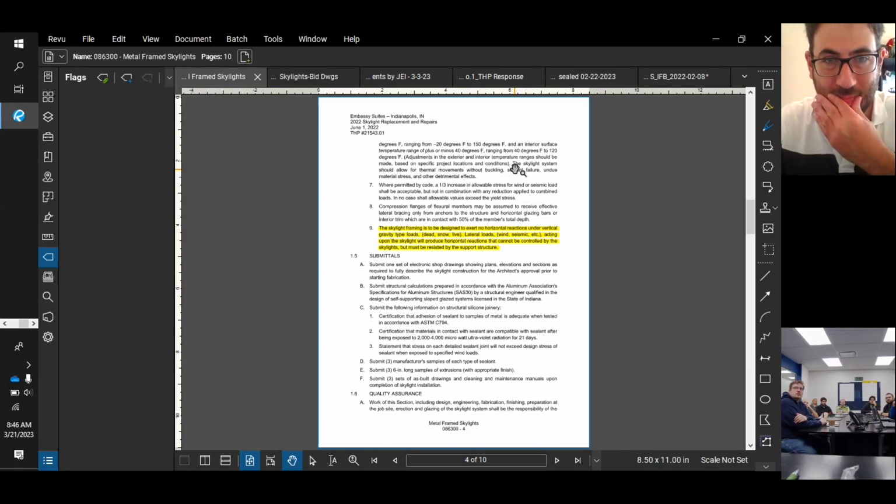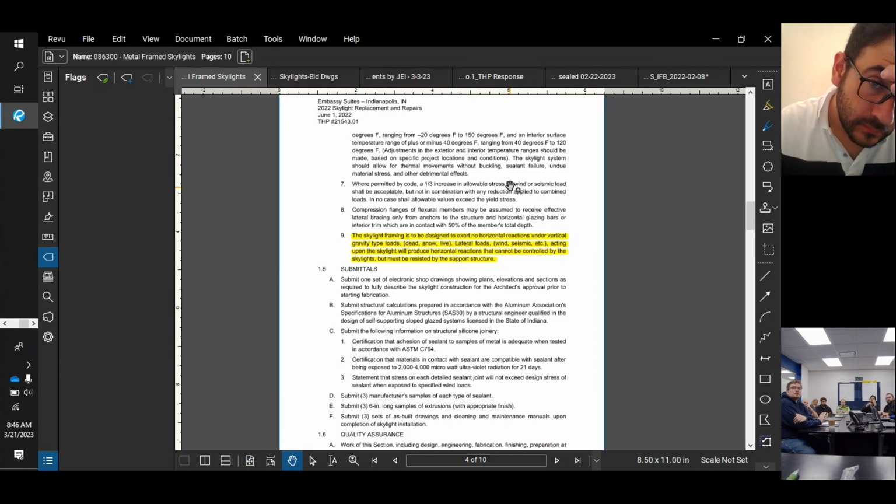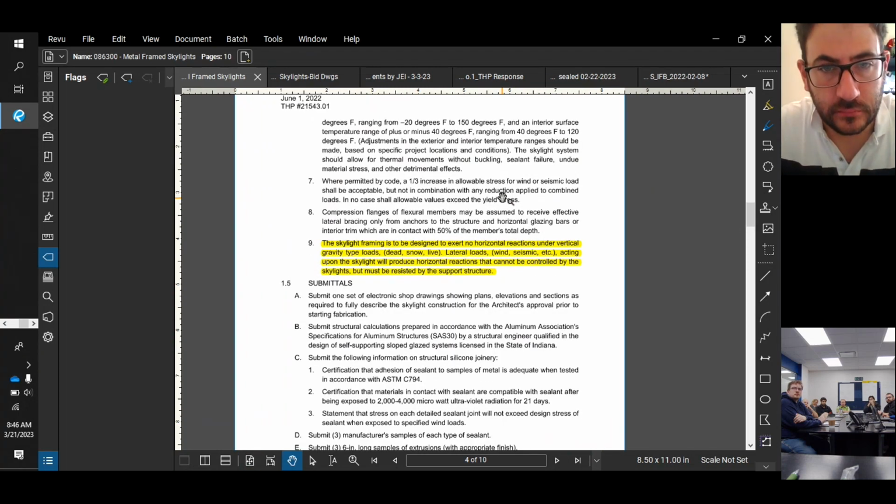Skylights. We've been seeing a good number of them come through, mostly through a repeat client, a good client of ours. On this particular one, first I'm going to show how to properly spec and handle a skylight as far as the supporting structure goes.